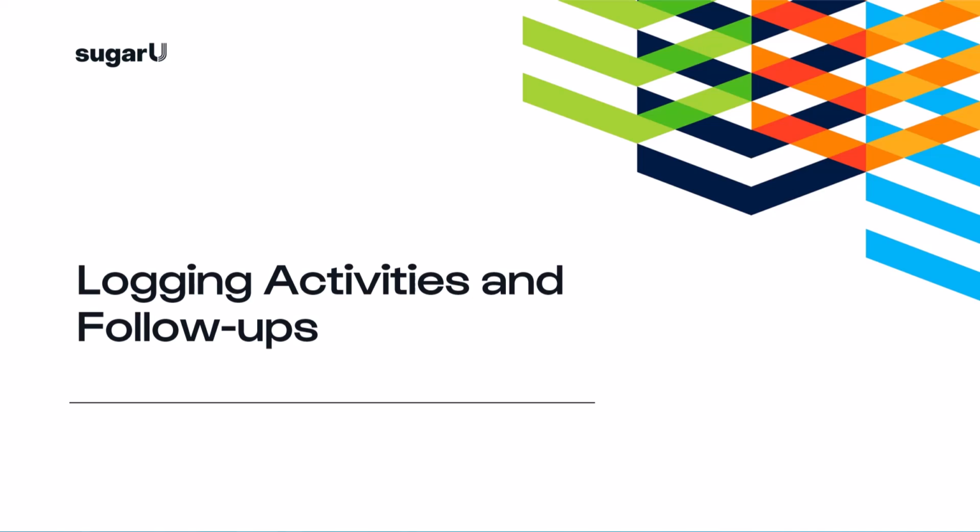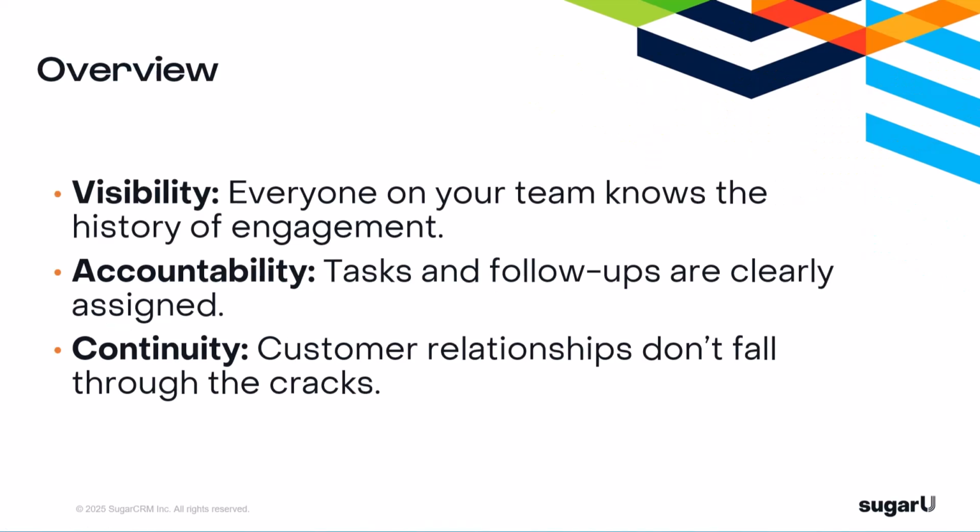In Sugar, activities are the backbone of tracking interactions and commitments with customers. By logging activities such as calls, meetings, tasks, emails, and notes, you build a reliable record of what has been done and what still needs to happen. This practice supports three key outcomes. Visibility. Everyone on your team has access to the full history of engagement. Accountability. Tasks and follow-ups are clearly assigned. Continuity. Customer relationships won't fall through the cracks.